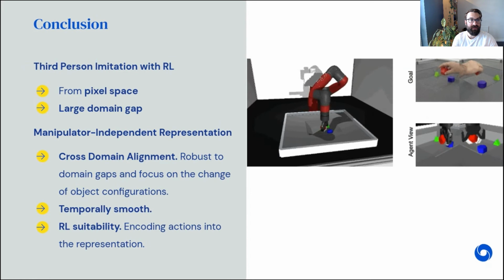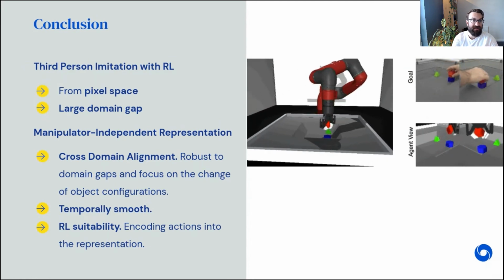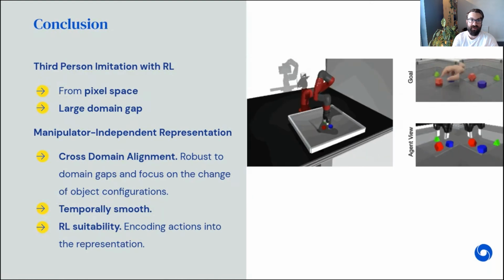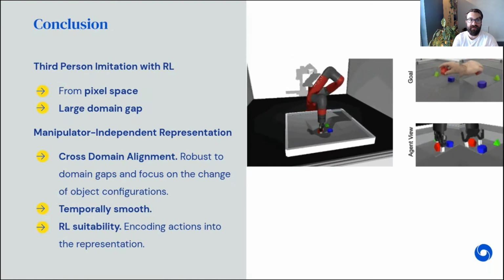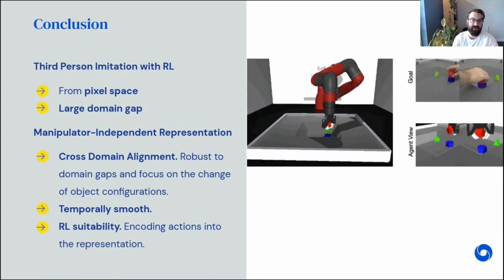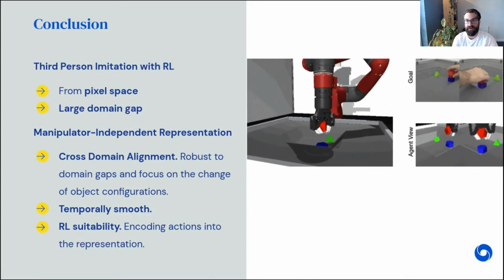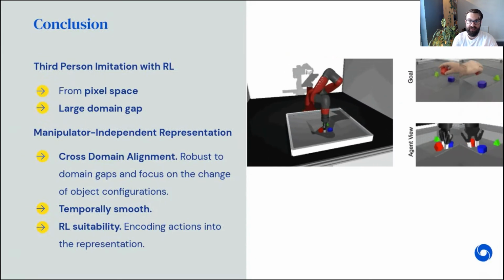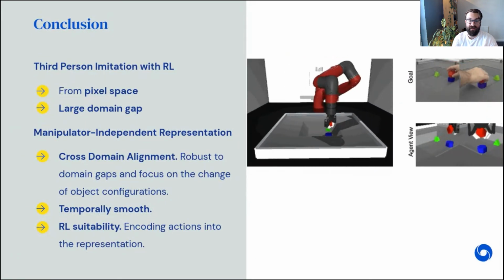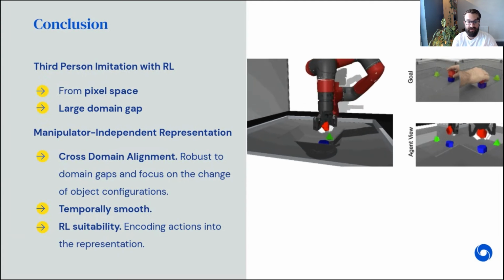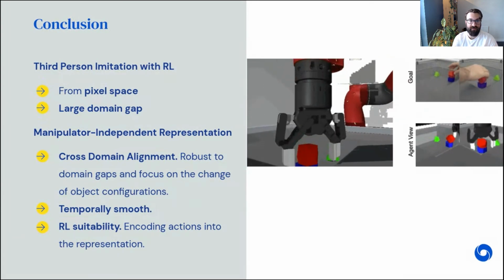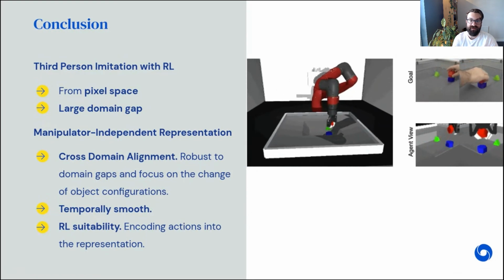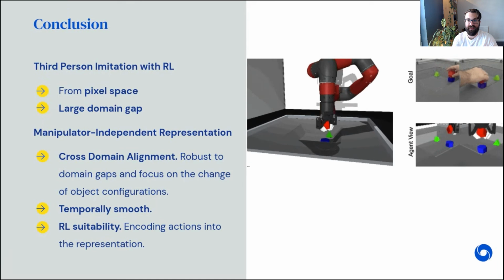So as a conclusion, what I've talked about today is our work on making third-person imitation with reinforcement learning work for cross-embodiment scenarios from pixel space and with large domain gaps. And we discussed what was important for creating manipulator independent representations that help for cross-embodiment third-person imitation. Those were cross-domain alignment, temporal smoothness, and reinforcement learning suitability.